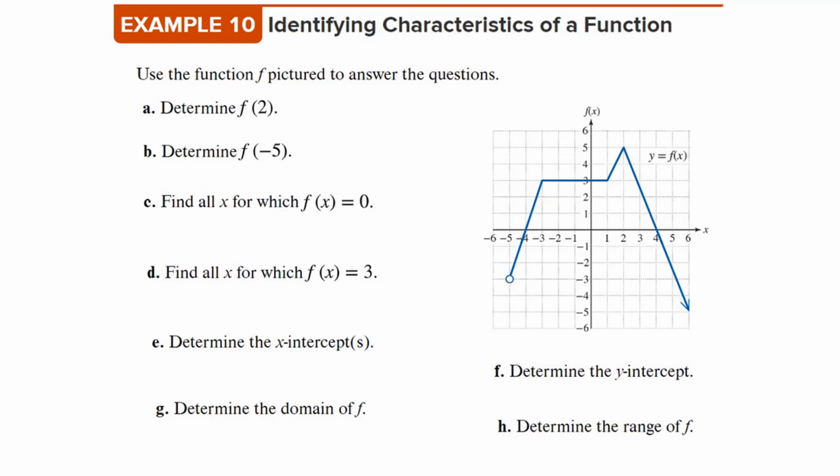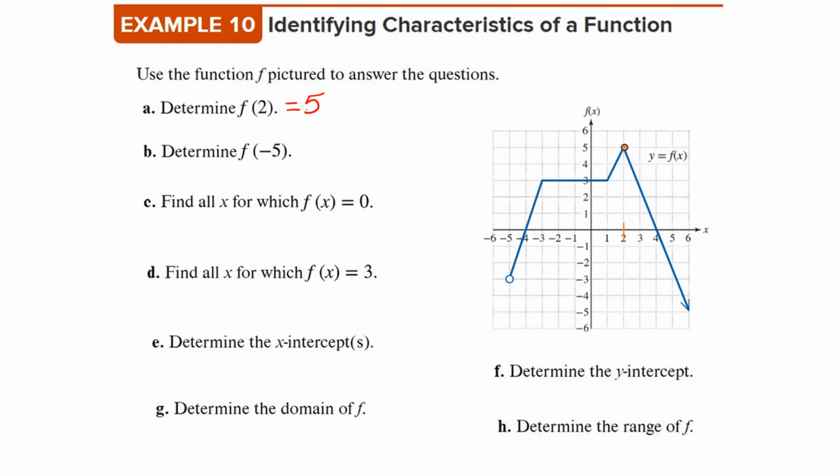So we're going to use this graph of this function f, and we are going to answer these questions. So determine f of 2. So f of 2 happens when x is 2. So the question is, what is the value of the function when x is 2? If you look at the graph, you can see that it has a value of 5. So basically that is saying, if x is 2, what is y? And that is 5. So f of 2 is equal to 5.